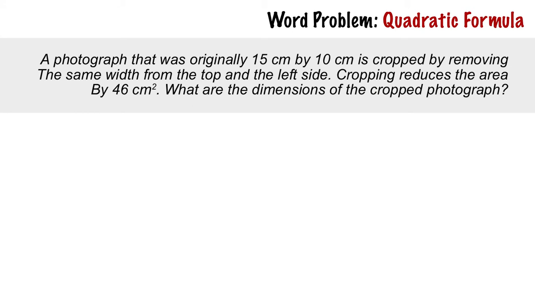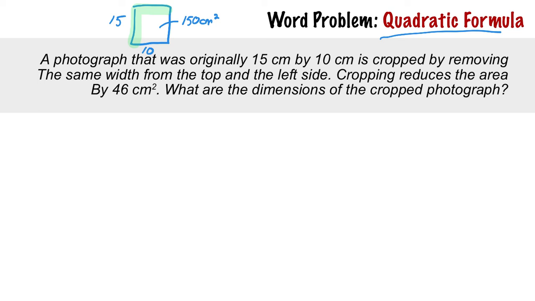The last word problem is a quadratic formula case. You might be able to factor this, but just to show you how to do the same thing using the quadratic formula, here's the example. You have a photograph that's originally 15 by 10. You're going to take the same width from the top and the left-hand side to make it smaller. And now you're going to reduce the area by 46 centimeters. The original area was 150 centimeters squared.